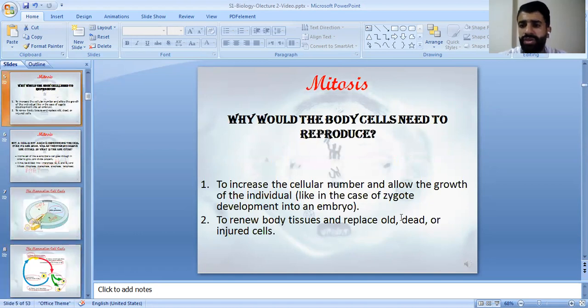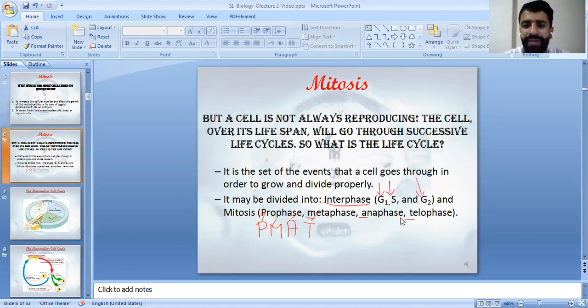Why do cells need to reproduce? They need to reproduce in order to increase the number of cells by the increase of the cycle and to renew the body tissues which are injured or dead, or for example, old. You have to know that the life cycle includes interphase with the mitosis.